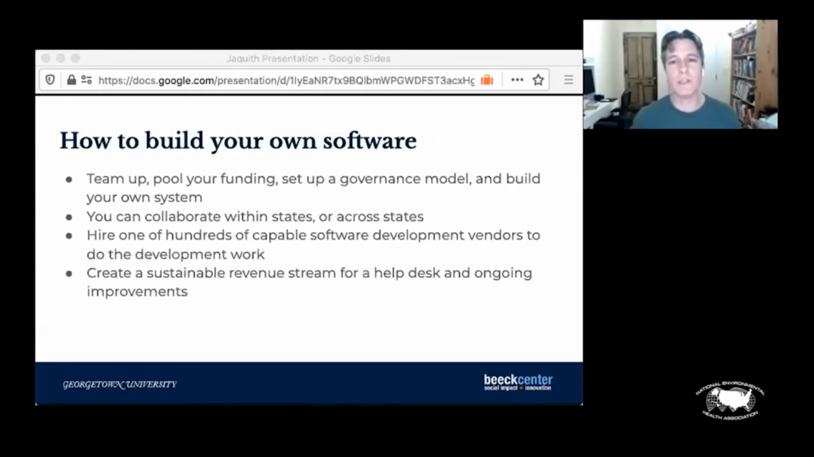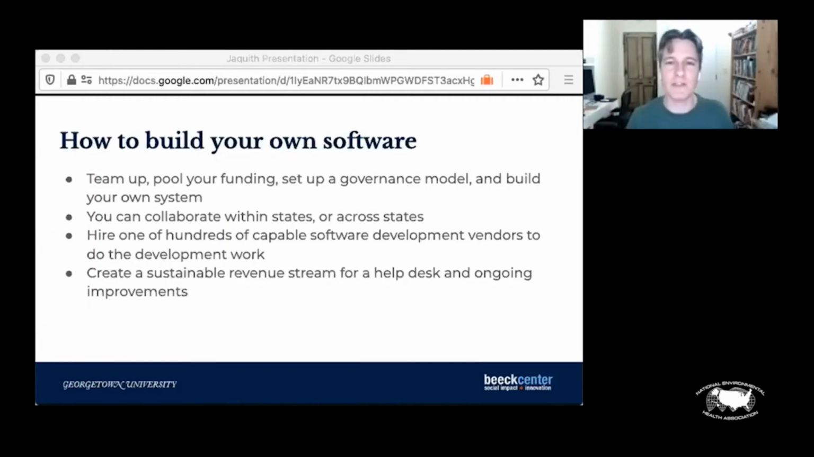So the good news is, this is a well-trod path. This is what we study, promote, and facilitate at the State Software Collaborative at Georgetown. But the process is pretty straightforward. You've got to team up, you've got to figure out how to pool your funding and set up a governance model and start building your own system, or paying a vendor to do so. You can collaborate within states, which is a natural way to do it. To say, all right, in the state of Georgia, to go back to WinGap CAMA, there's a good example to draw on.